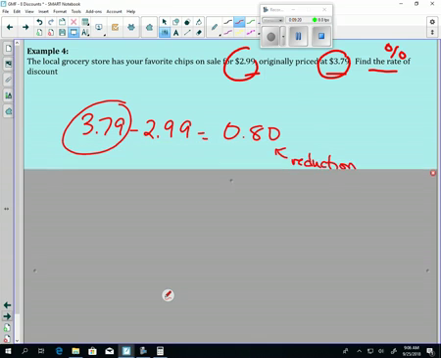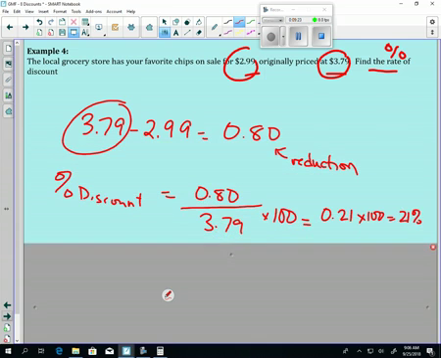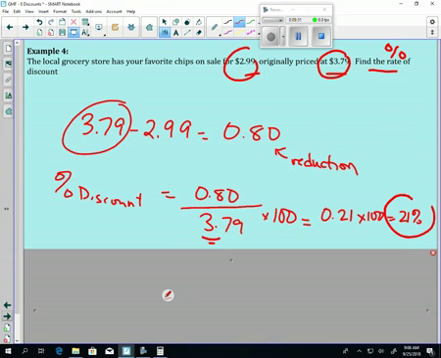How much is that as a rate? Take your 80 cents, divide it by the original price, times 100, and we get 21%. So 80 cents is 21% of the original. That's your sale discount, rate of discount. Enough examples?